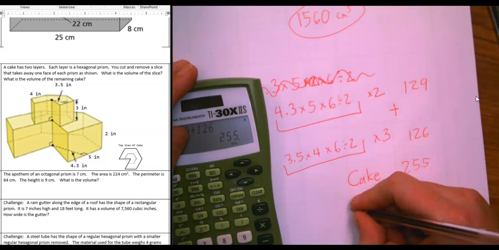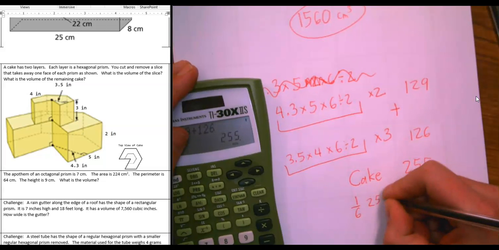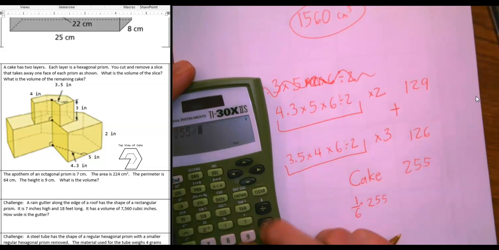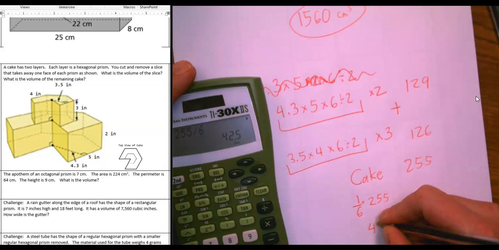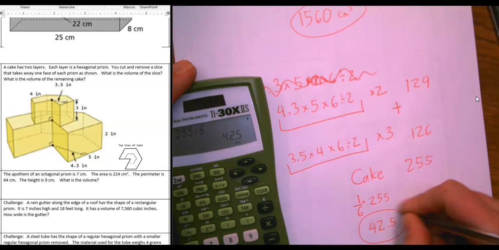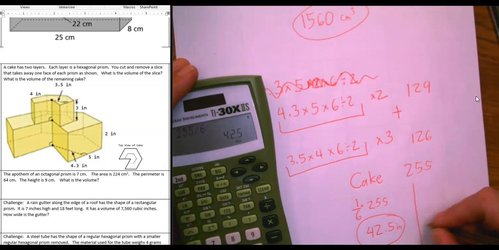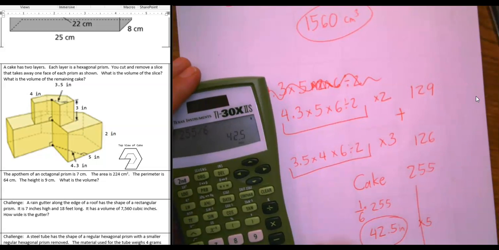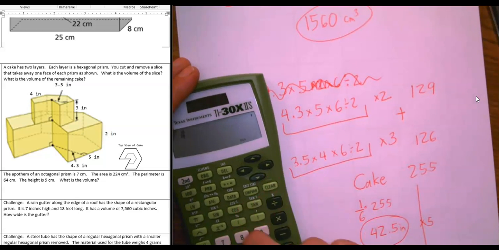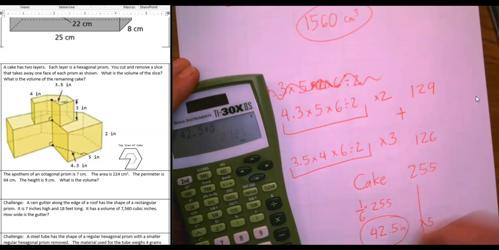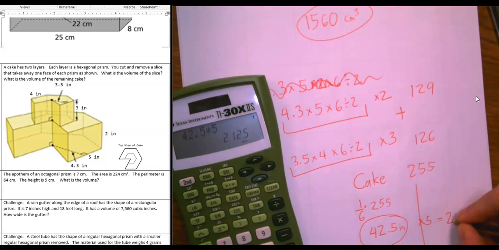Now if I take 1/6 of that cake, 255 divided by 6 means 42.5. That's how much volume is in the cake we pulled out. That slice was pulled out. And what was left was 5 slices. So take that and times it by 5, because 5 slices are left. 42.5 times 5. And we get 212.5 is left in the other cake.